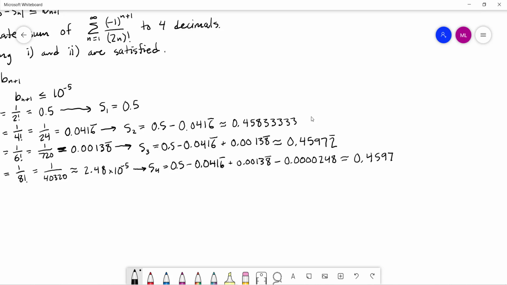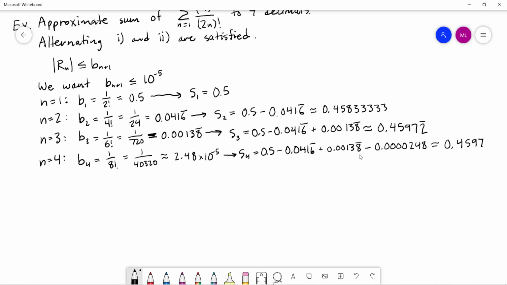And at that point, the numbers after this are basically terms that are going to be our rounding error. We don't care about them. Don't even know why I'm labeling them. So this is what this term is approximately.